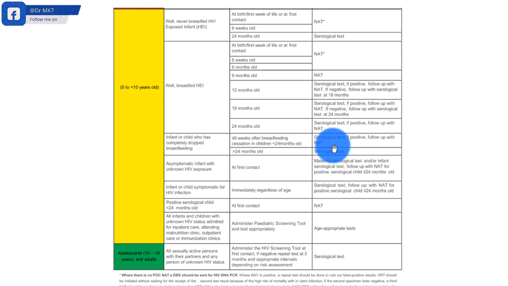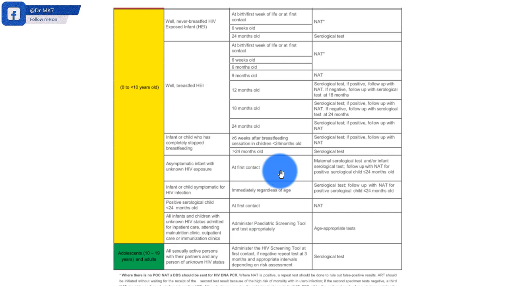If it's an asymptomatic infant with unknown HIV status at first contact, remember that we want to test the mother first. Then, of course, we can test the child using the nucleic acid test. And then we can follow up at 24 months with your serological test. Then, if it's an infant or child who's symptomatic for HIV, regardless of the age, test them immediately. So we do your serological test and then we follow up with NAT for a positive serological test if they are less than 24 months.